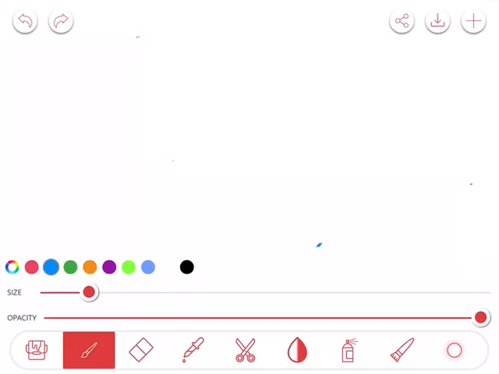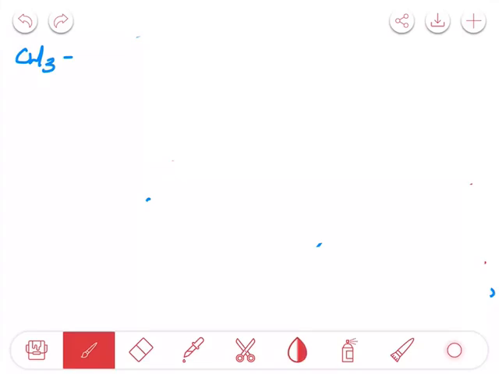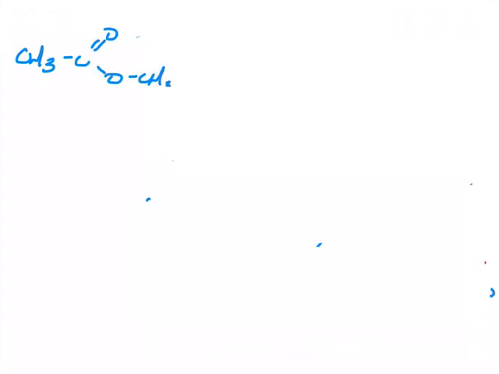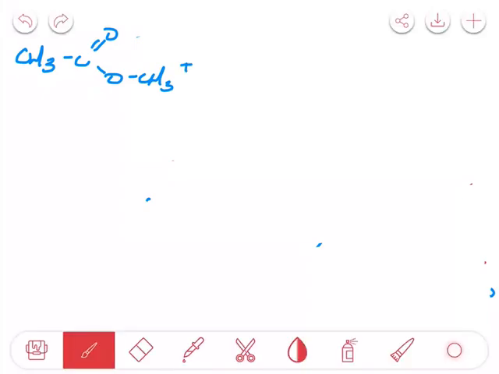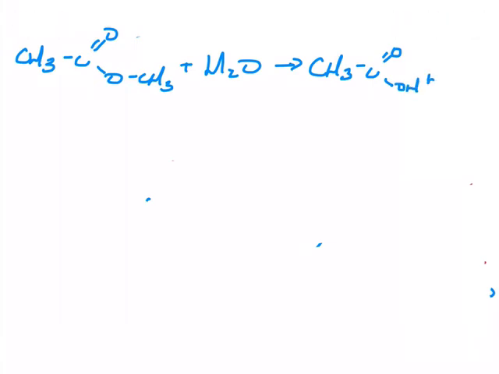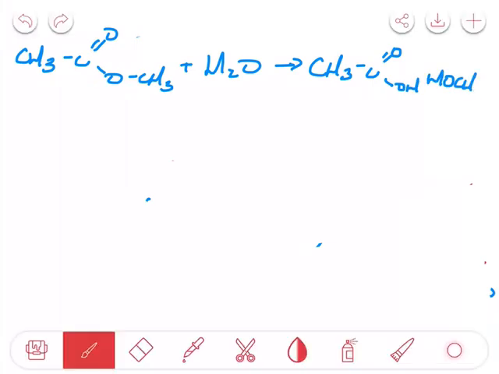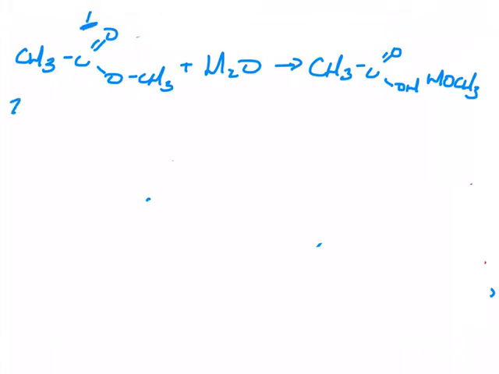Okay, so remember in the first instance then we've got CH3COOCH3 plus water, which is going to give me my carboxylic acid and alcohol. Remember, that is step one. So step one is the hydrolysis.